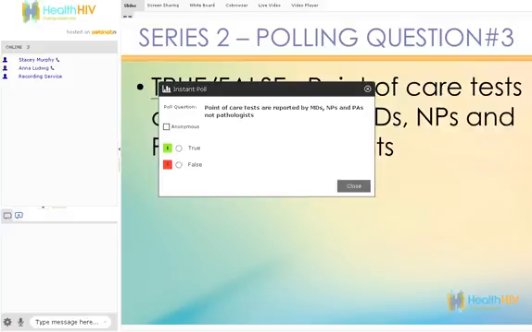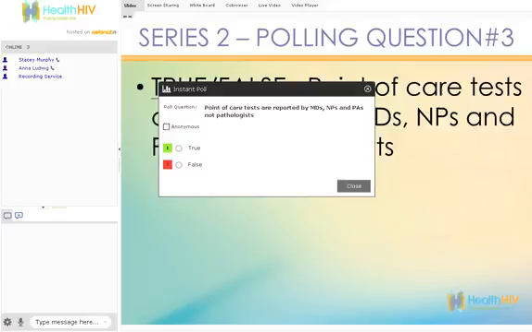Okay, looks like everyone's finished. So we have 75% of our webinar participants who selected true and 25% who selected false. So this was actually a trick question. In accordance with the coding guidelines, the guidelines state that point of care tests are only reported by MDs, NPs, and PAs, but some health plans do allow pathologists to report these.